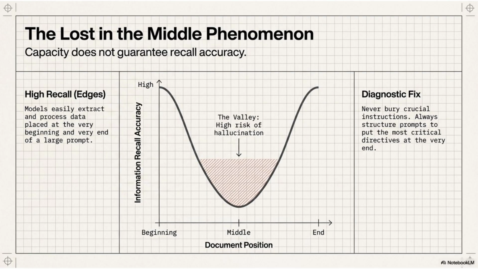This slide illustrates a critical phenomenon called lost in the middle. Look at the curve on this chart. The vertical axis shows information recall accuracy, and the horizontal axis shows where information sits in your document. Notice how the curve forms a U shape. Models perform well at recalling information at the very beginning and very end of a large prompt, but accuracy drops dramatically for information buried in the middle. This middle zone is the valley, a high-risk area for hallucinations.